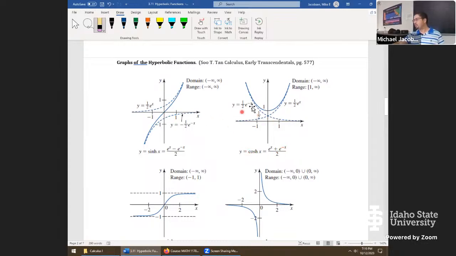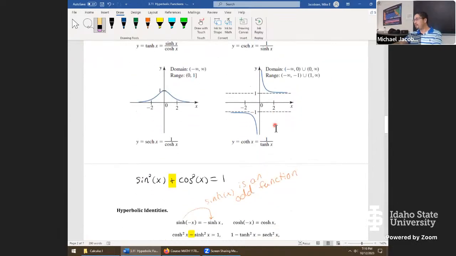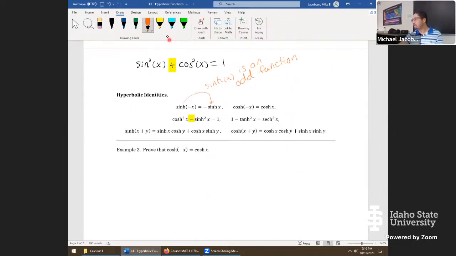Hyperbolic cosine, this one's symmetric about the y-axis. That means it's an even function. And algebraically, an even function does this: it wipes out the negative sign, gets you back to ordinary cosh. Let's try that out just to see how it goes. Any questions so far, folks, about any of the identities?